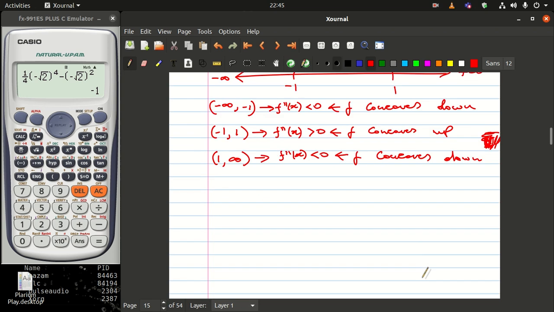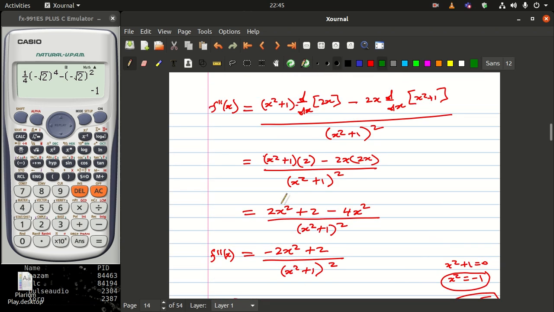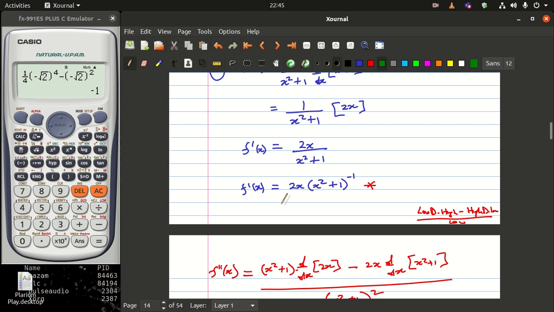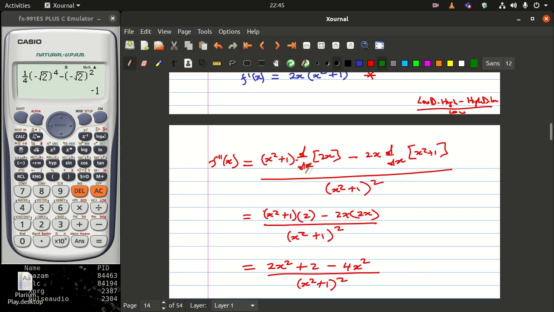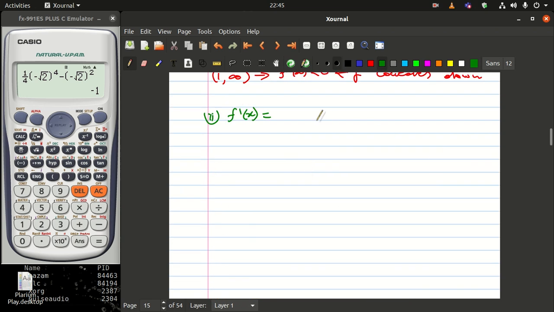And then now we go for the second part here. The second part is telling us to use the second derivative test to classify the critical points. So first we need to find the critical points. What was the first derivative? Because to find the critical points, we want to make the first derivative equal to 0. So the first derivative is 2x divided by x squared plus 1. So we want to set this equal to 0 to find the critical points.